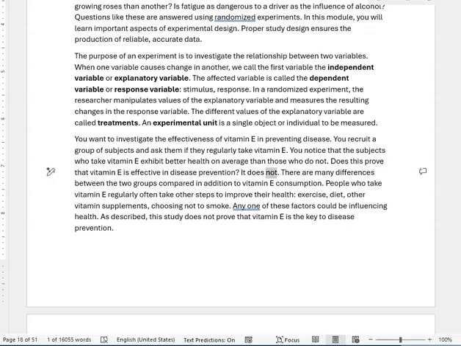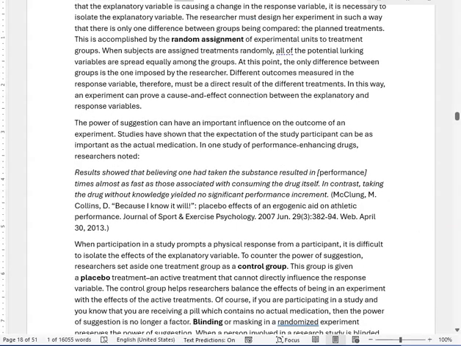It does not. There are many differences between the 2 groups compared in addition to vitamin E consumption. People who take vitamin E regularly often take other steps to improve their health: exercise, diet, other vitamin supplements, choosing not to smoke. Any one of these factors could be influencing health. As described, this study does not prove that vitamin E is the key to disease prevention. Additional variables that can cloud a study are called lurking variables.